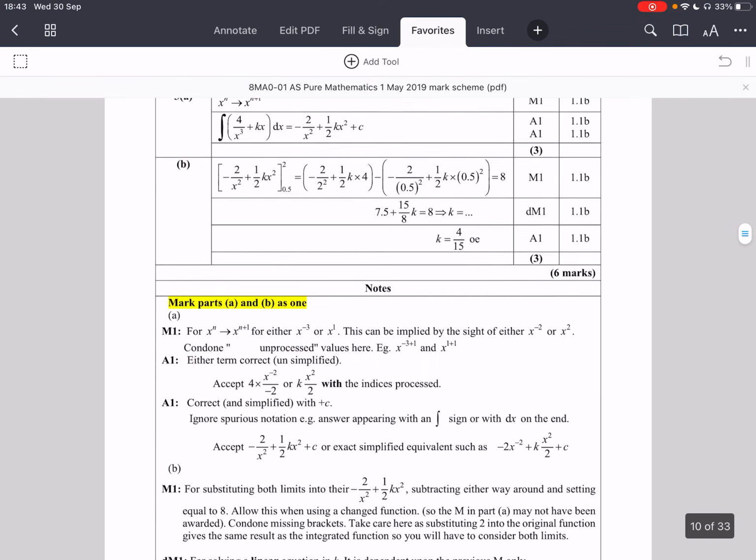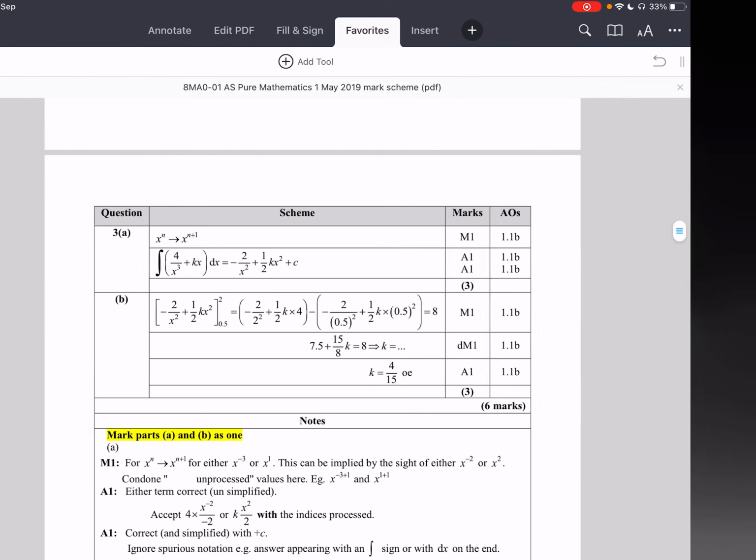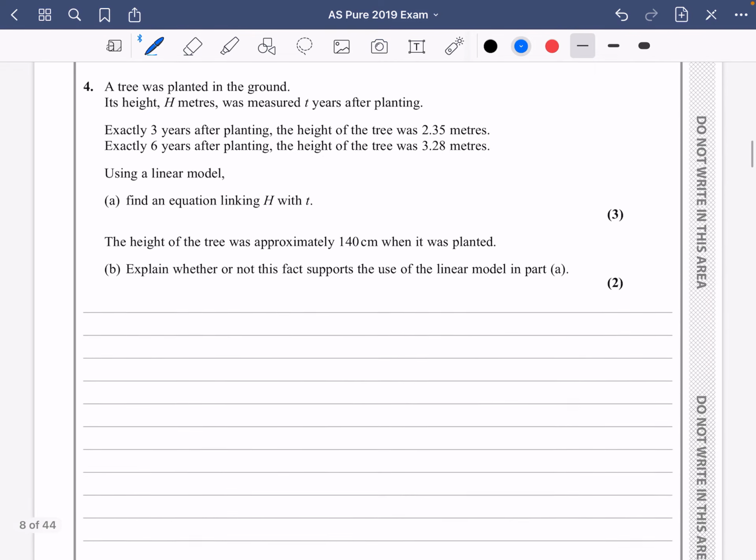So for the next question, you get a method mark for part A for knowing that you increase the power, and you get the 2 accuracy marks for coming up with the full correct statement. And for part B of the question, you get 1 mark for knowing how to do the substitution, a method mark for coming up with an equation and making it equal 8, and then the final accuracy mark for getting 4 over 15.